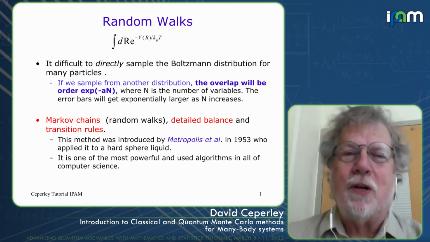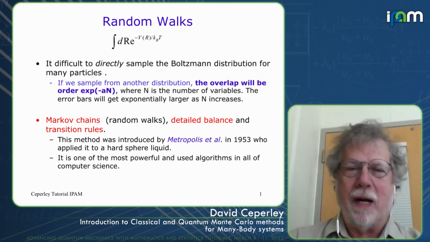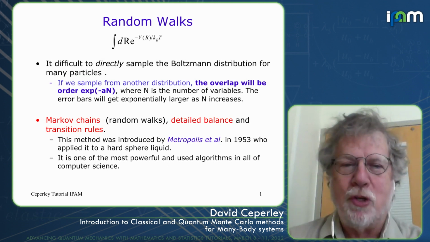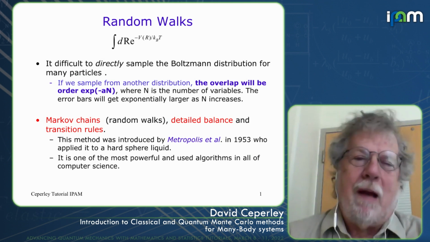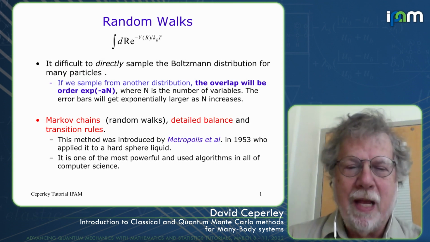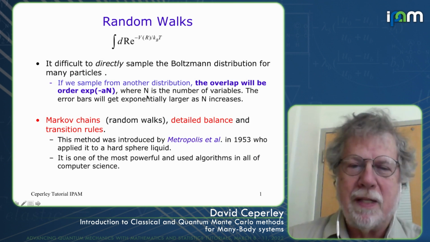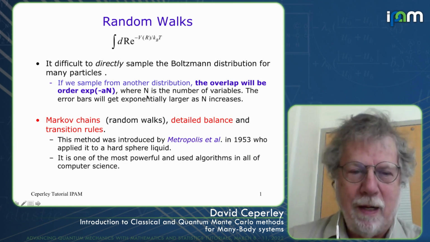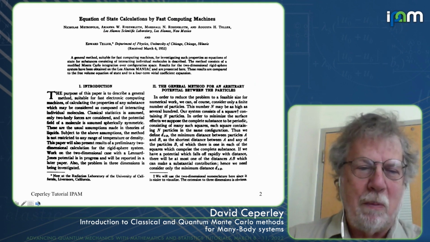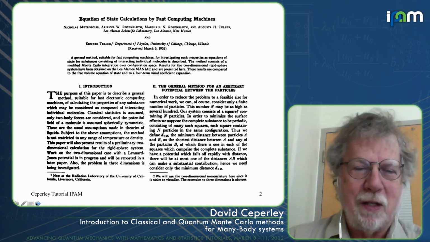It's difficult to just sample that directly with Monte Carlo, because if you sample from a uniform distribution, then the overlap is exponentially small, where n is large, the number of variables. So Metropolis in 1953 introduced what's called random walk methods, this famous paper, which I hope everyone is familiar with.